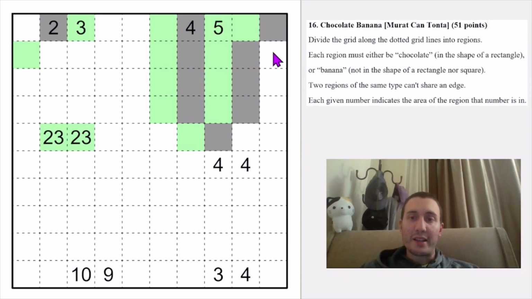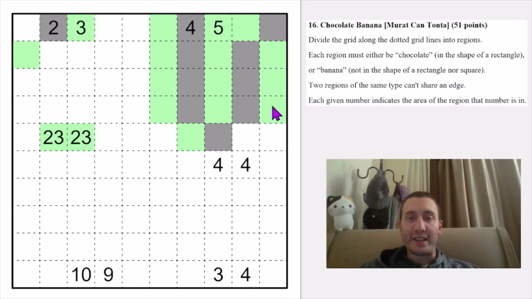And now this cell has to be a banana because this is not a valid rectangle. And it needs to continue down at least as long as it is still a rectangle. It has to stop being a rectangle eventually. So now it is okay. Cannot connect to this 4. So this 4 is of the opposite color. It is a chocolate region.